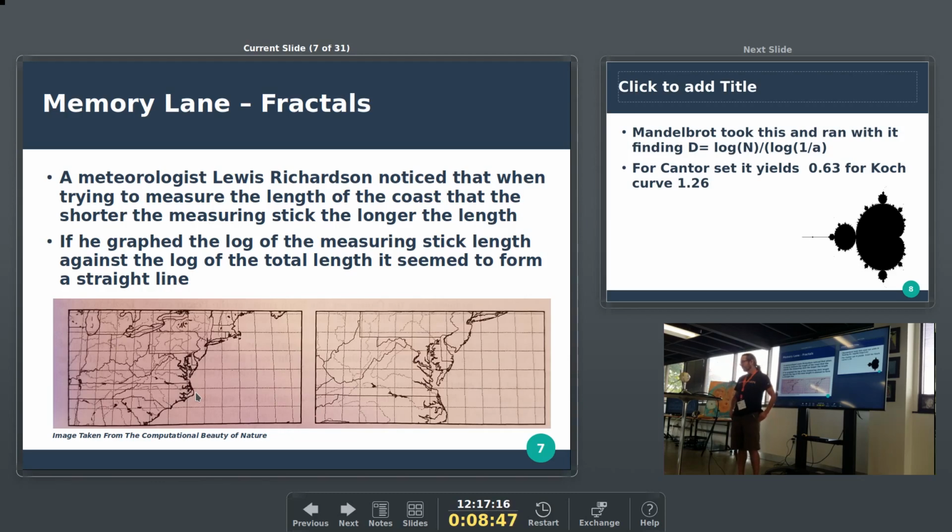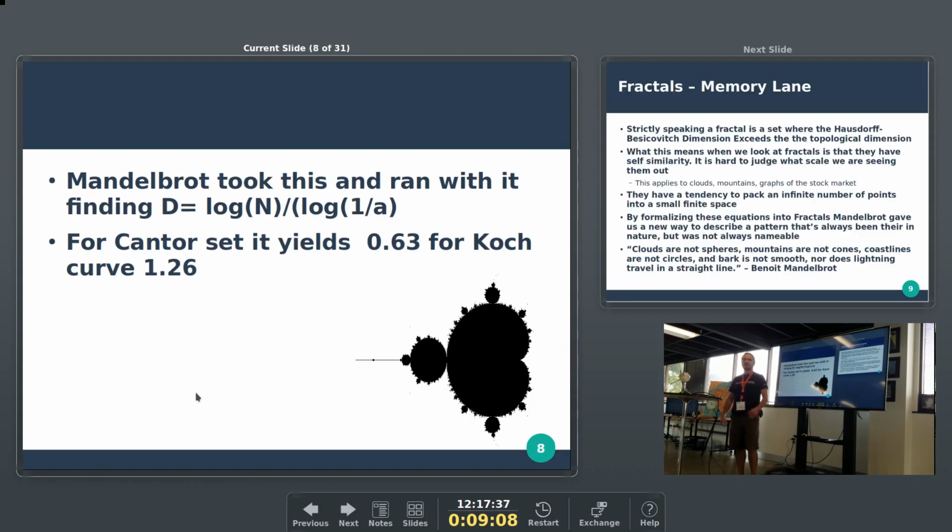Another surprising thing he noticed about this was that if he took the log of the measuring stick against the log of the total length that he measured, there did seem to be this straight line relationship. These observations were kind of neat and sat around for a while, but when Mandelbrot was looking at a lot of this stuff, he noticed those, and he picked back up on that. He formalized this relationship, and he came up with this basic equation here, which is basically relating the dimensionality of a set of points to the step size, or length of the measuring stick, if you will, to the total length.